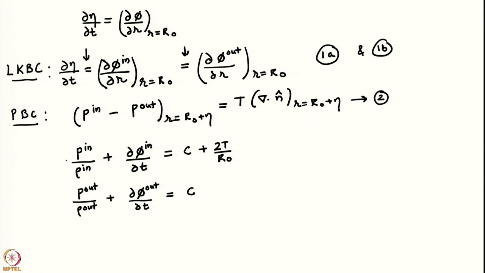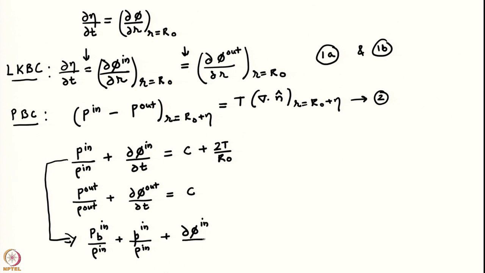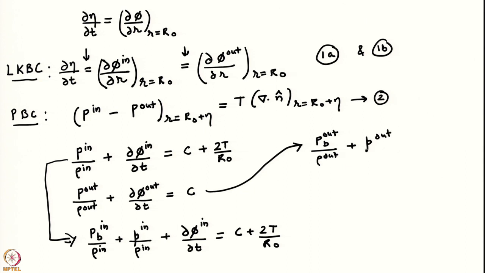So, now let us take this equation and work further on it. I can write this equation as base plus perturbation. The perturbation pressure is written in small letters, p in by rho in plus del phi in by del t. For the velocity, there is nothing, no contribution from the base. So, the base is 0 and it is just pure perturbation velocity potential. So, the same thing is equal to C plus twice T by R 0. Similarly, this equation gives us P B out by rho out plus small p out, this is the perturbation pressure in the fluid outside, by rho out plus del phi out by del t is equal to C.